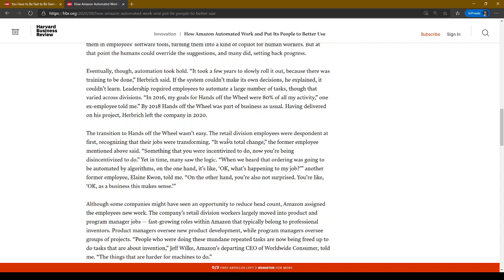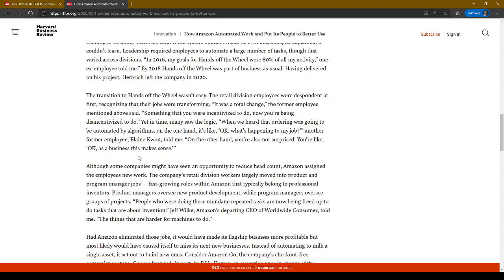Leadership required employees to automate a large number of tasks, though that varied across divisions. In 2016, my goals for Hands Off the Wheel were at 80% of all my activity, one ex-employee told me. By 2018, Hands Off the Wheel was part of business as usual. Having delivered on his project, Herbrich left the company in 2020.